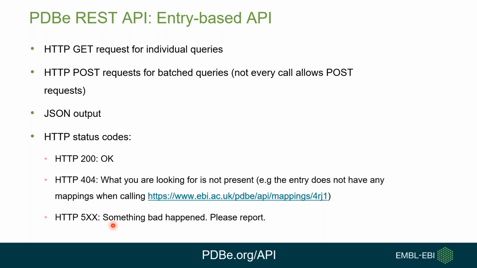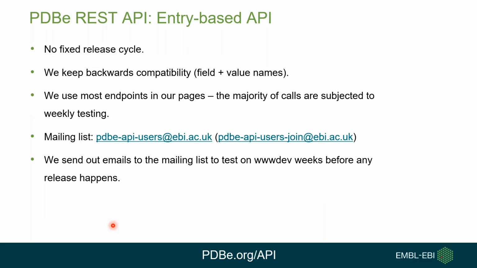The third one is if you get a 500 error, it means that something bad has happened, and please report to us if this occurs. We do not have any fixed release cycle. What typically happens is that if we have a new call or new fields, that's when we make a release. We keep backwards compatibility in terms of field and value names since the very first version. We use most of these endpoints ourselves in our pages. So what that means is that the majority of calls are subject to weekly testing.